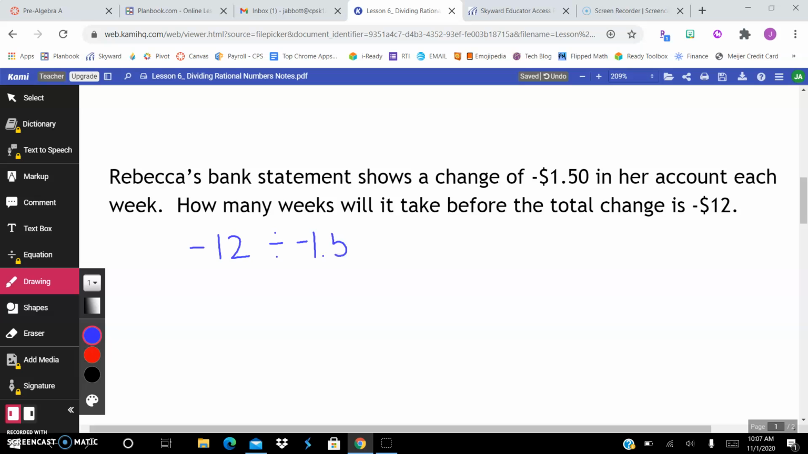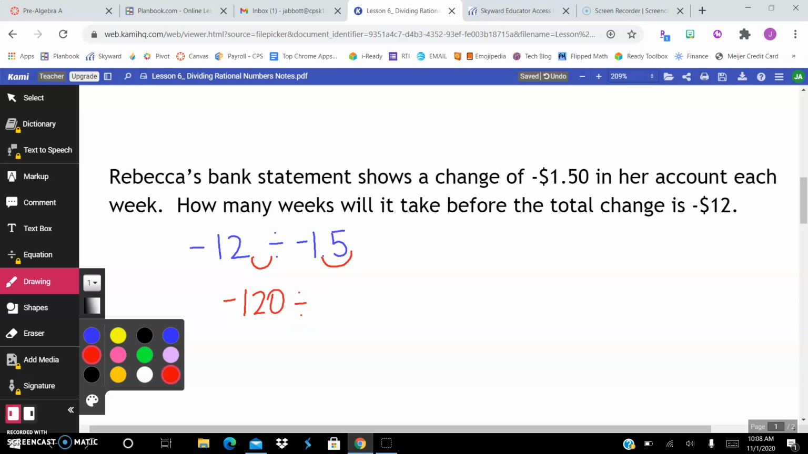But I'm not going to write that 0 at the end because negative 1.50 is the same thing as negative 1.5. And having that 0 on the end is just adding another spot to move that decimal over, and it's going to make our numbers bigger. And we don't want to have bigger numbers if we don't have to. So if I leave it negative 1.5, I just have to slide the decimal once. Well, negative 12, remember the decimal is at the very end, and we have to slide it over once. So that would be negative 120 divided by negative 15.